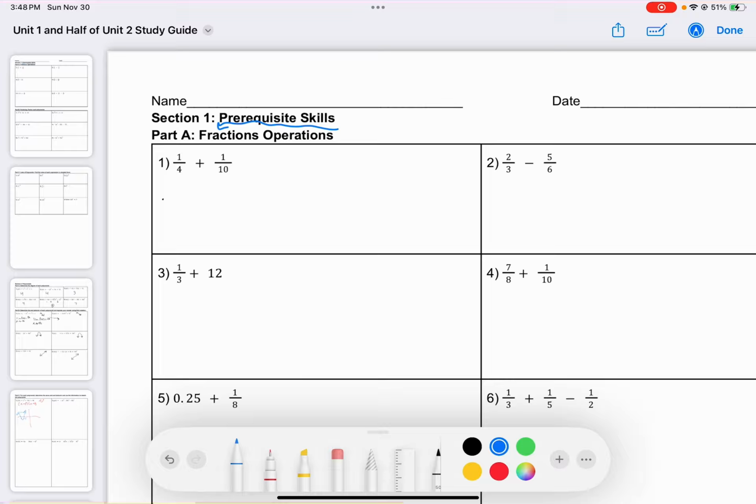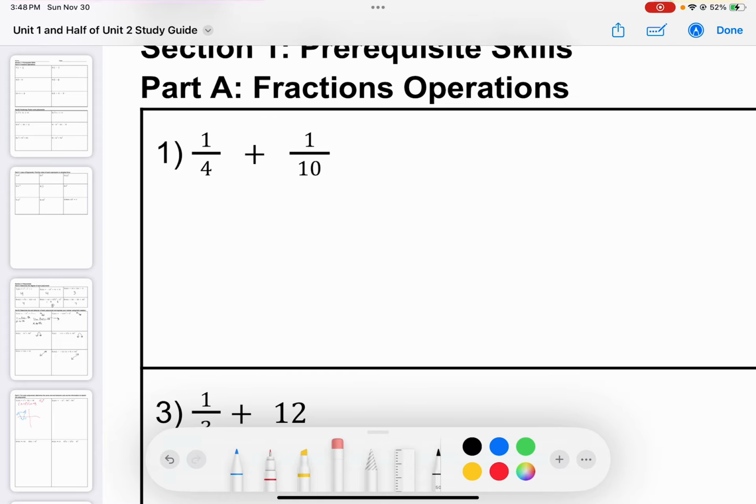All right, welcome to the section 1 video that is focused on some prerequisite skills that you need to have to be successful in AP Pre-Calculus. The first is adding fractions. It goes all the way back to 5th grade, but it never goes away. That's the thing with math, it builds on itself. So let's dive in. When we add fractions, we have to have common denominators.